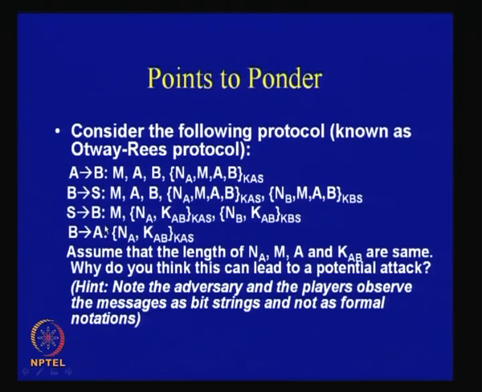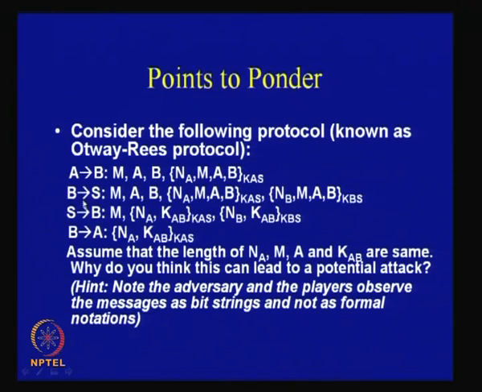The server S sends to B this M along with NA, KAB, that is, it has generated a session key KAB, encrypted by KAS. The other part is NB, KAB, which has been encrypted by KBS. Okay. And B sends to A NA, KAB, encrypted by KAS. So, this is a classic protocol, but you can imagine that if the lengths of NA, M, A and KAB are the same, then there can be a potential attack against this protocol. You can think about how the attack can work.